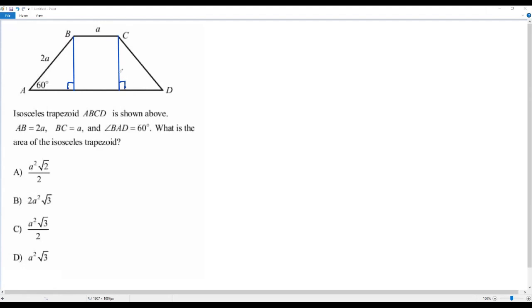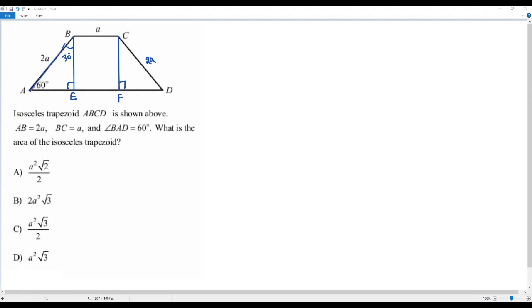Since it's an isosceles trapezoid, the length of AB and the length of CD must be equal. We know that the length of AB is 2a, so the same length we'll have for CD as well. Here we can mark this one as point E and this one as F. Now let's consider the right triangle ABE. We have two interior angles, 60 degrees and 90 degrees, and the measure of this interior angle has to be 30 degrees, because in any triangle the three interior angles add up to 180 degrees.